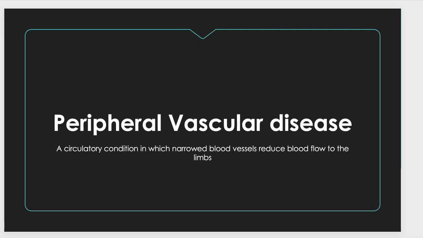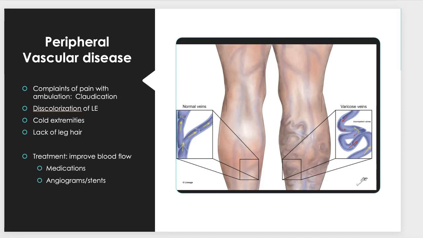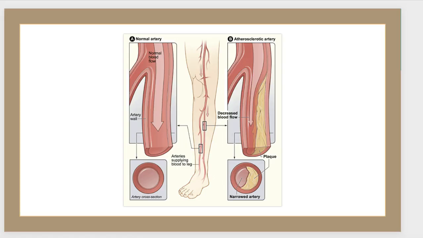All right, the last section that I want to touch base on very quickly is peripheral vascular disease. This is a circulatory condition in which the narrowed blood vessels reduce blood flow to the limbs. These are patients that may have complaints of pain with ambulation, or claudication. You may notice discolorization of the lower extremities. They may have cold extremities or lack of leg hair. Treatment is obviously to improve blood flow by either using medications or angiograms or stents placed in these areas.